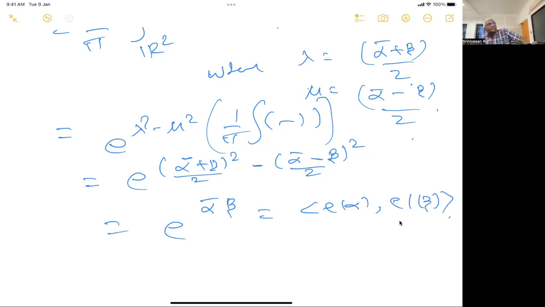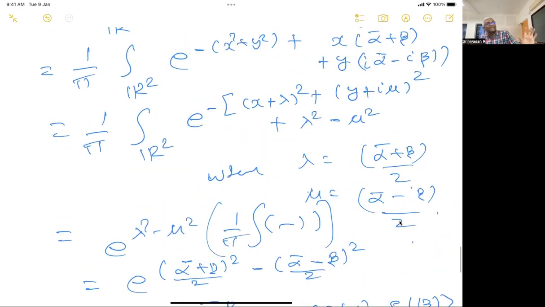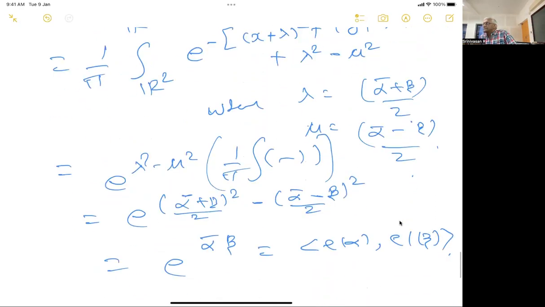Do you want to see anything? This is clear? Okay. It's just a change of variable and then using that, you get this.